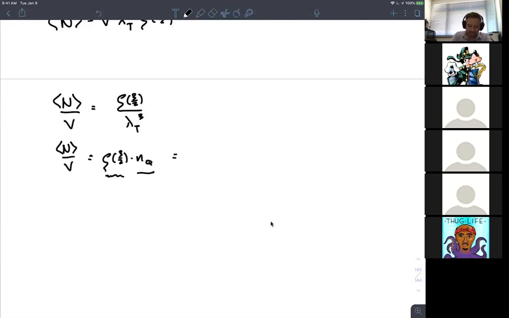And this is about 2.612 particles per de Broglie volume, where again, the de Broglie volume is the volume of this cube that we said each particle has to itself. All right, I'm almost done. I'm 1 minute over, but I'm almost finished.